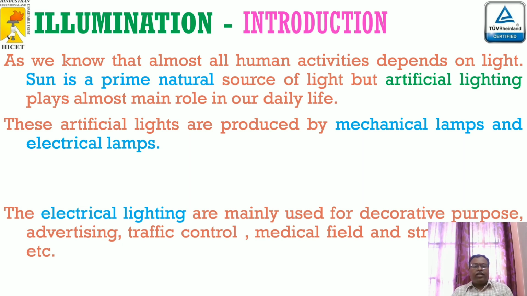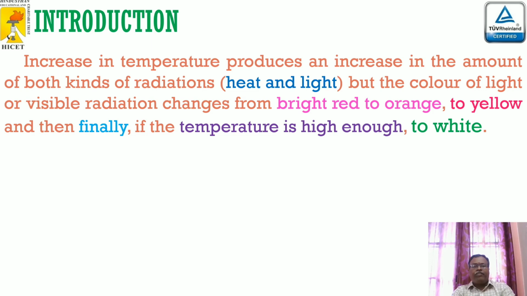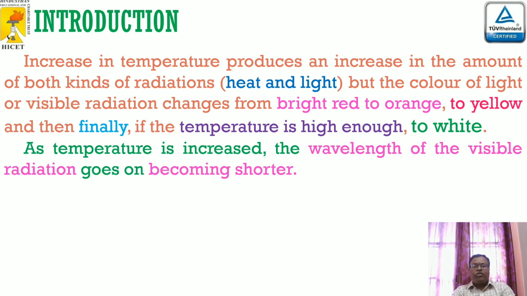So what is electrical lighting? Electrical lighting is mainly used for decorative purposes, advertising, traffic control, the medical field, and even street lighting schemes. So there is plenty of usage for artificial lighting. An increase in temperature produces an increase in the amount of both kinds of radiation. That means we produce both heat and light, but the color of the light, or visible radiation, changes from bright red to orange to yellow, and finally, if the temperature is high enough, to white.